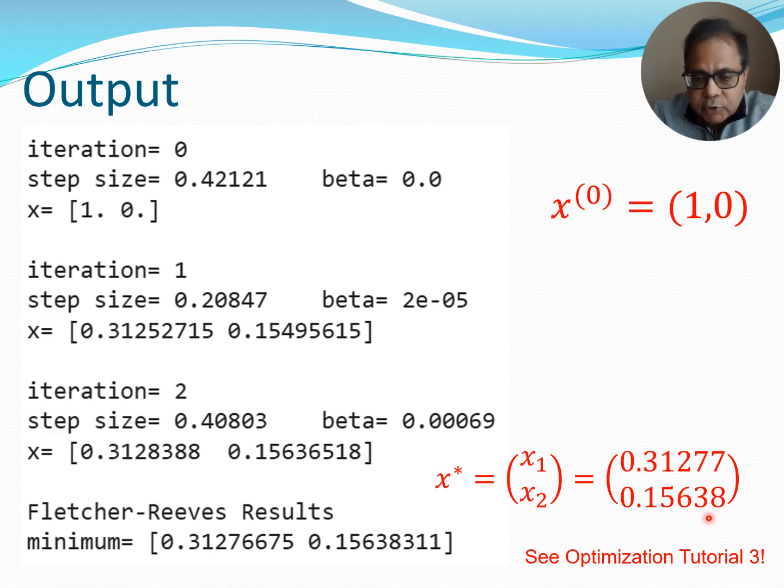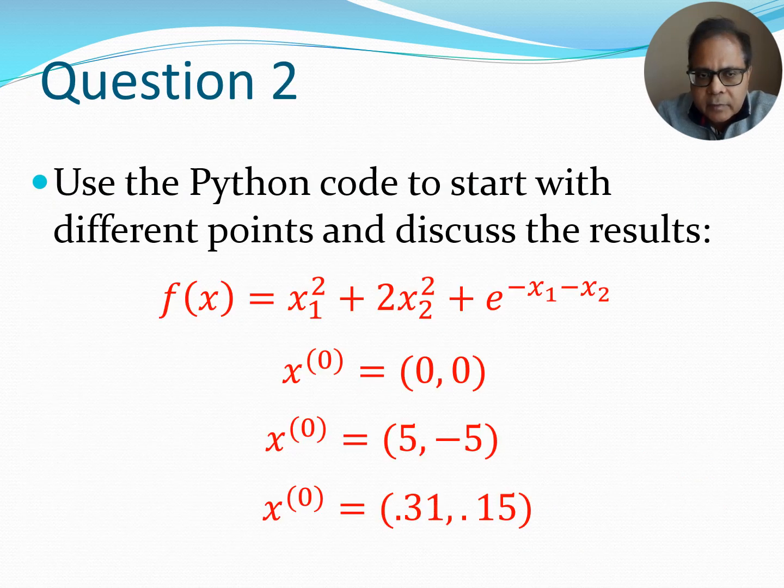Remember optimization tutorial 3, where we got this exact solution by setting the gradient vector to 0 and solving that equation. That equation had resulted in Lambert W function. If you are not familiar with that, check out optimization tutorial 3 at the end of this lecture.